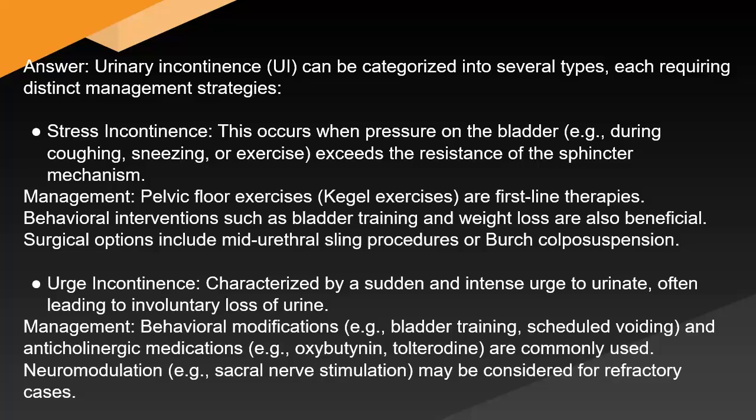Behavioral interventions such as bladder training and weight loss are also beneficial. Surgical options include midurethral sling procedures or Burch colposuspension. Urge incontinence, characterized by a sudden and intense urge to urinate, often leading to involuntary loss of urine. Management. Behavioral modifications, e.g. bladder training, scheduled voiding, and anticholinergic medications, e.g. oxybutynin, tolterodine are commonly used. Neuromodulation, e.g. sacral nerve stimulation, may be considered for refractory cases.